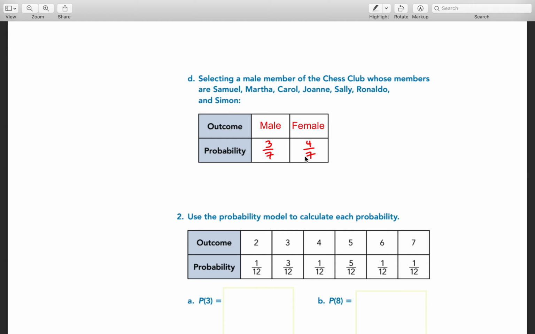Notice how when you add them all up, it's 3 over 7 plus 4 over 7, we get 7 over 7, which is equal to 1, which we want, okay? If your probabilities do not add up to 1, that means you probably did something wrong. You made a mistake in counting and so on. So they all should add up to 1. And notice how this is a non-uniform probability model because the probabilities are different.